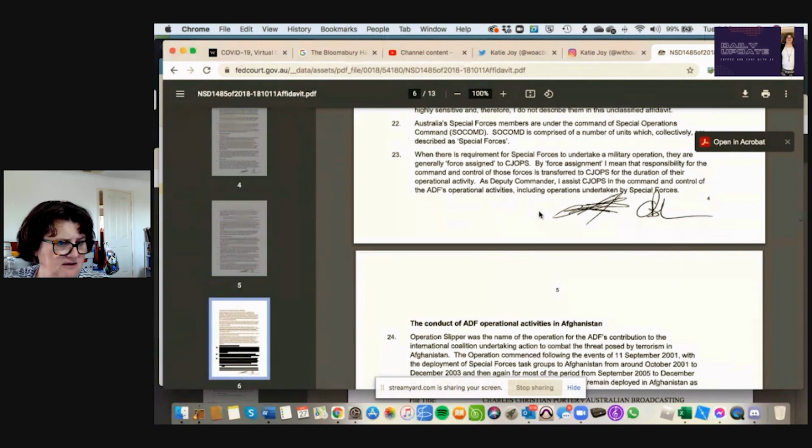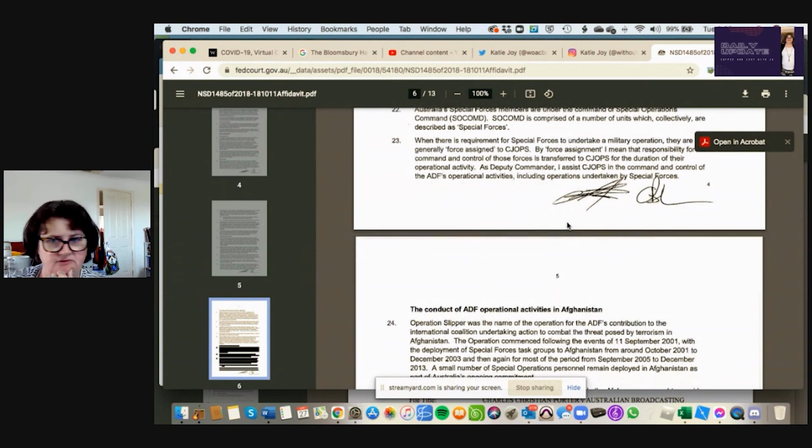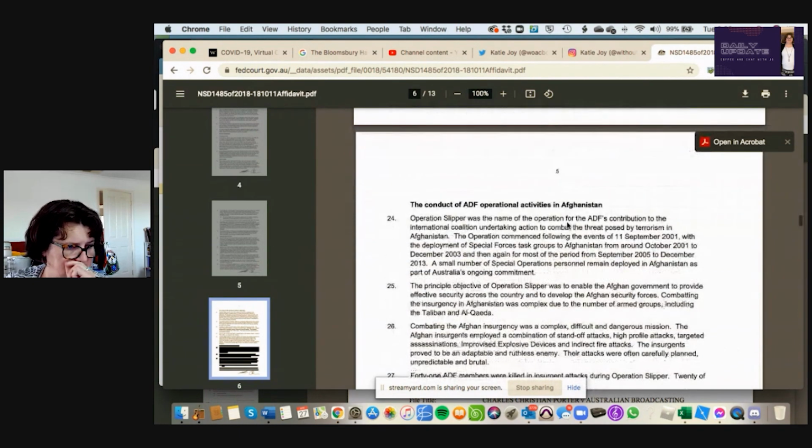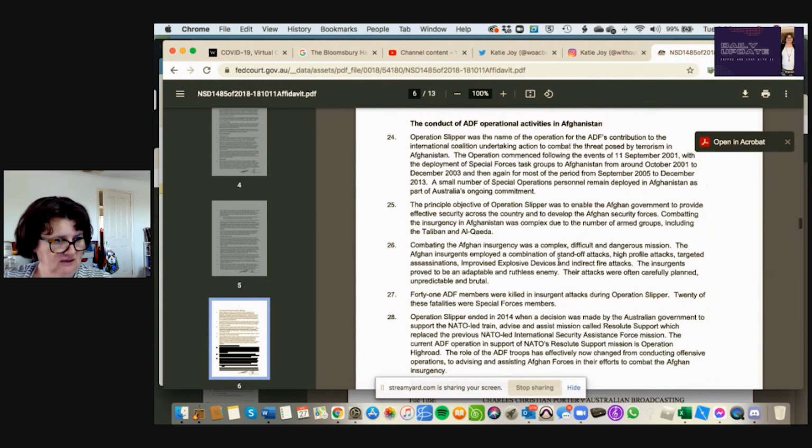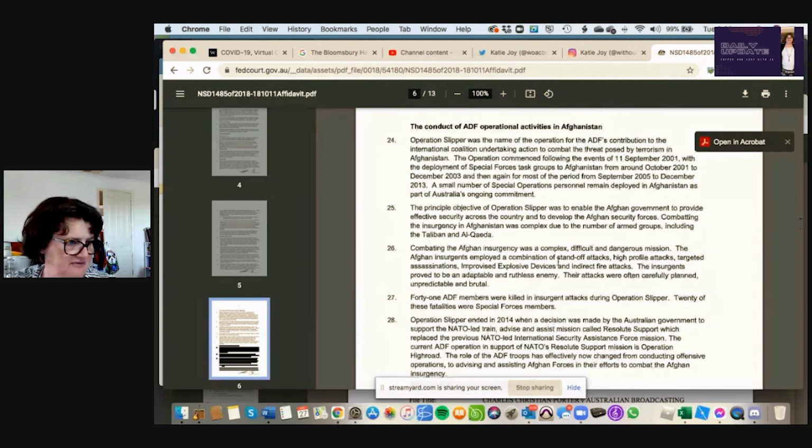As Deputy Commander, I assist CJ Ops in the command and control of the ADF's operational activities, including operations undertaken by Special Forces. So now he's going to address the conduct of the ADF operational activities in Afghanistan.